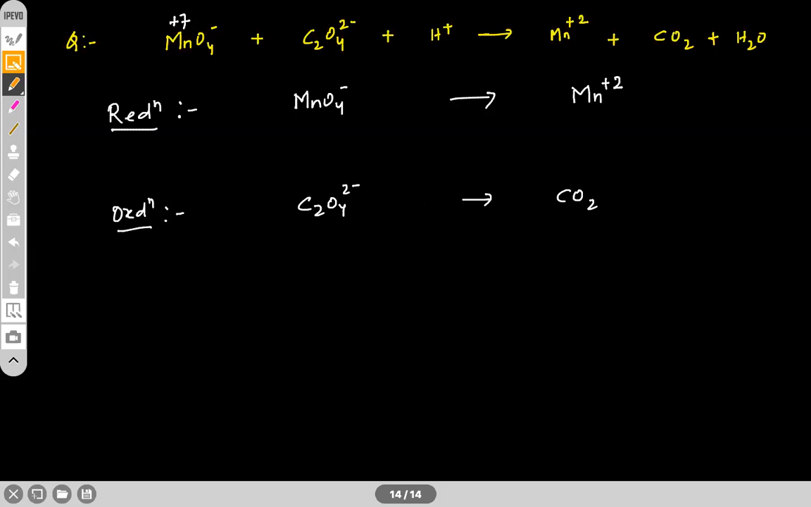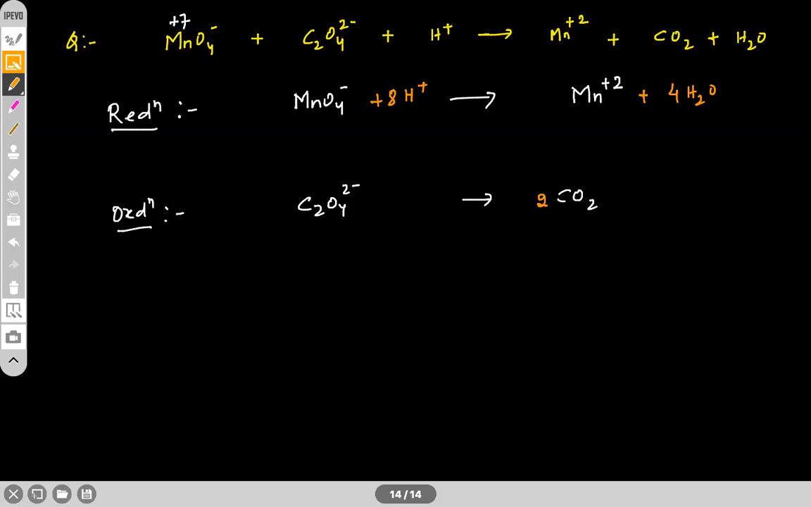Next is what? We'll balance oxygen on the basis of the medium. Medium is acidic. Manganese is balanced. Carbon is not balanced. Atoms other than oxygen and hydrogen: manganese is balanced, carbon is not balanced, so 2 we have to multiply. Then we balance oxygen and hydrogen depending upon the medium. You have 4 oxygen this side. To balance this 4 oxygen, we'll add 4 H2O this side. Everything is balanced. 4 oxygen this side, 2 into 2, 4 oxygen this side. So oxygen is already balanced, so nothing you have to do for this one.